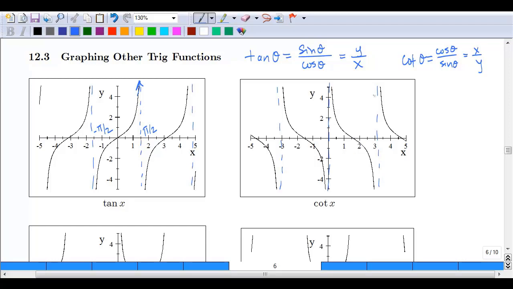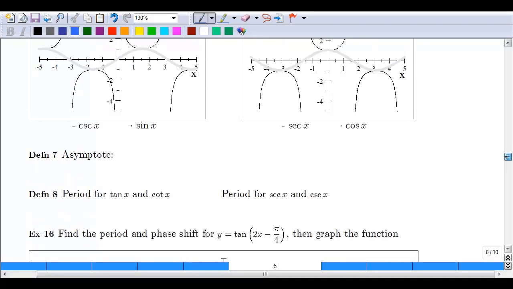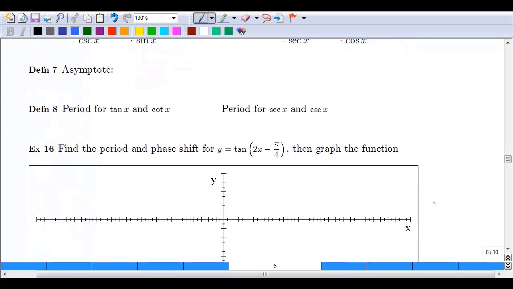If you increase the amplitude, as we have seen before, it will stretch things out. This will get a lot steeper if you have an amplitude that is greater than 1, and it'll get a little bit more level if you have an amplitude that is between 0 and 1. Negative, of course, will flip it over. It'll give you a mirror image, and the period shift would be the same as it was when we were talking about sine and cosine. So we're going to come back and talk about the graphs for cosecant and secant here in the next video.